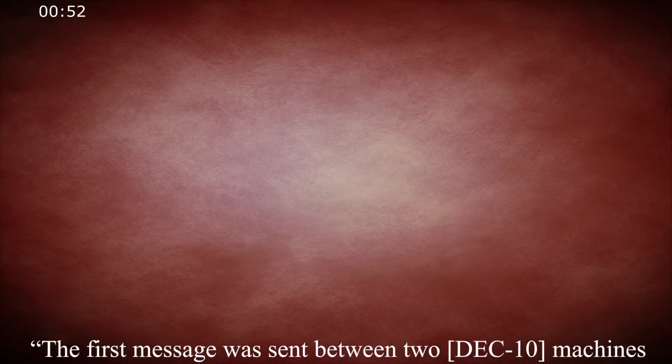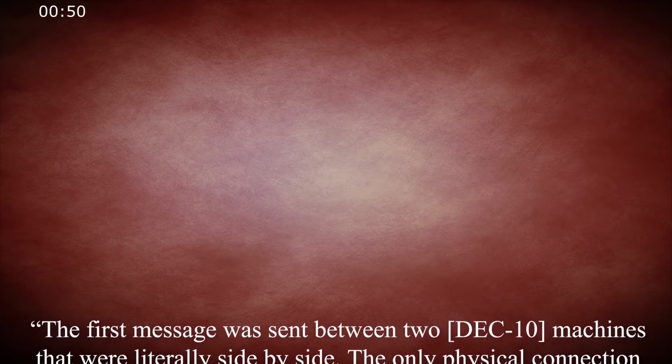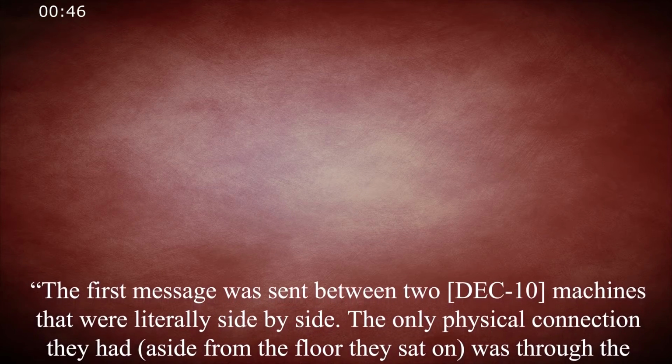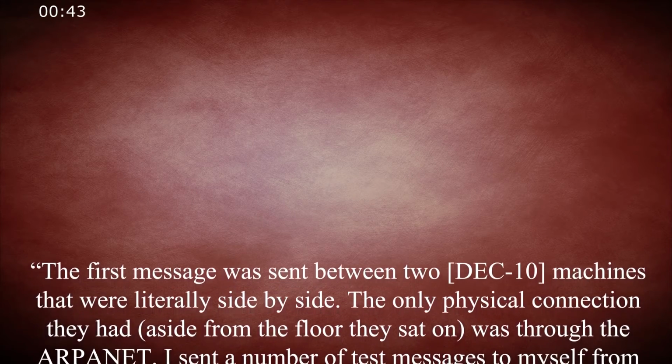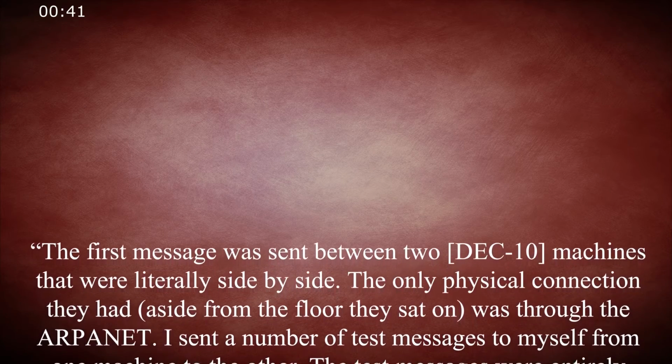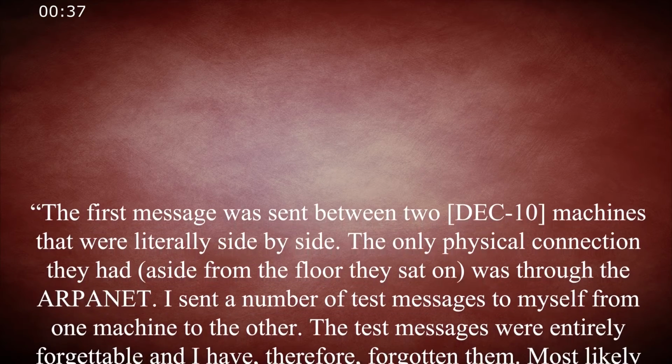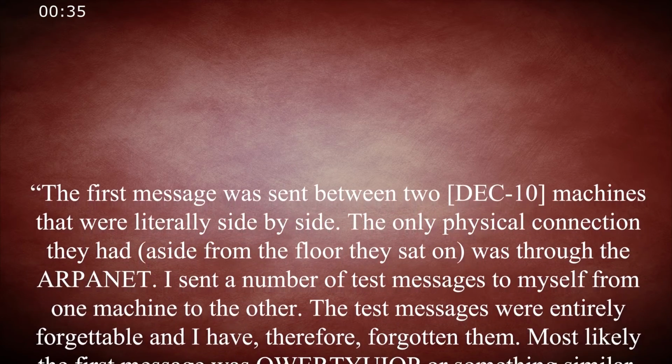And so it was that what is generally credited as being the first true network email, at least as we think of it, was sent in late 1971 by Tomlinson. Of this momentous occasion, Tomlinson said the first message was sent between two DEC PDP-10 machines that were literally side by side. "The only physical connection they had, aside from the floor they sat on, was through the ARPANET. I sent a number of test messages to myself from one machine to the other. The test messages were entirely forgettable and I have therefore forgotten them."